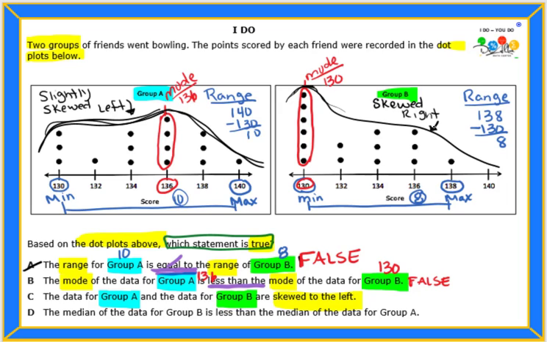So now let's look at our comparison, and it says that they were both skewed to the left. So that is not true, because one of them might be slightly skewed to the left, but the other one was skewed to the right. So that is false. And our last statement, we're going to be looking at the median for both of these groups, for group B and for group A.